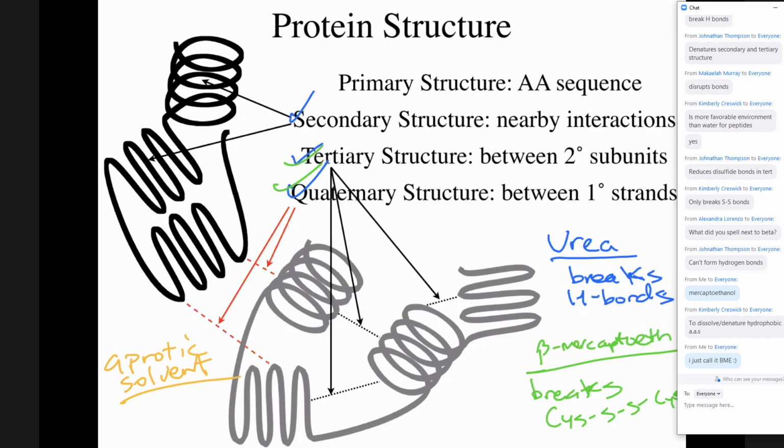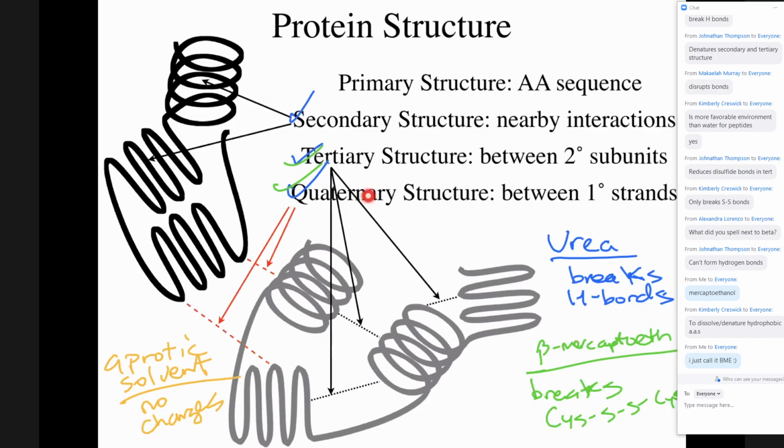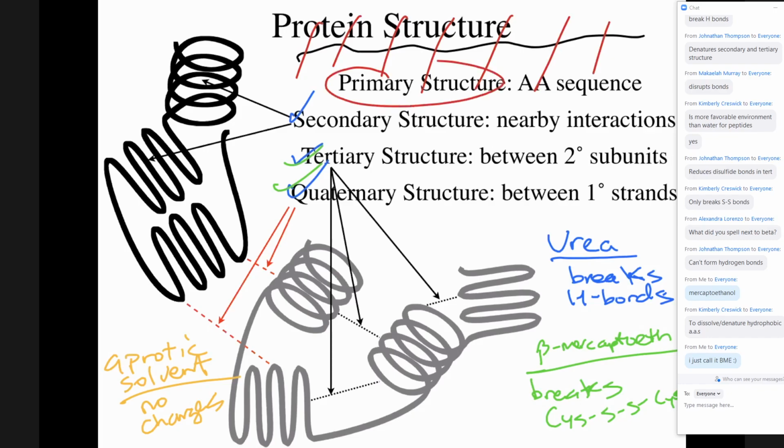Aprotic solvent, no charges. If you have no charges, you have no electrostatic interactions holding things together. And anything hydrophobic will now want to go into the solvent. So if we do this combination of urea, beta mercaptoethanol, and use an aprotic solvent, we can untie the protein into just a long chain with a bunch of ureas hanging off it. So now I can sequence it. So I do all that so that I isolate the primary sequence.